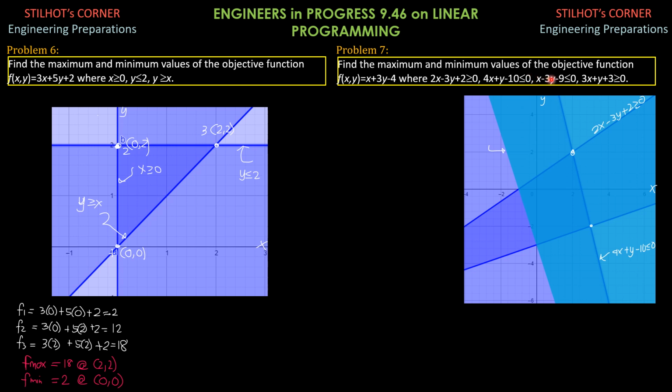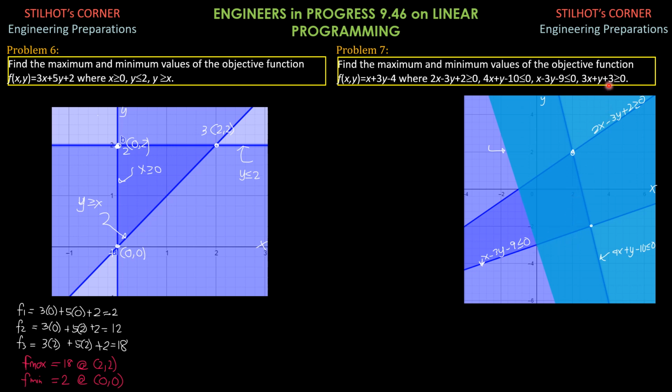When x is 0, y is negative 3, which is here. Then when y is 0, x is positive 9. There. We just extend, connecting these 2 points, then this is the graph of the line x minus 3y minus 9 equals 0.